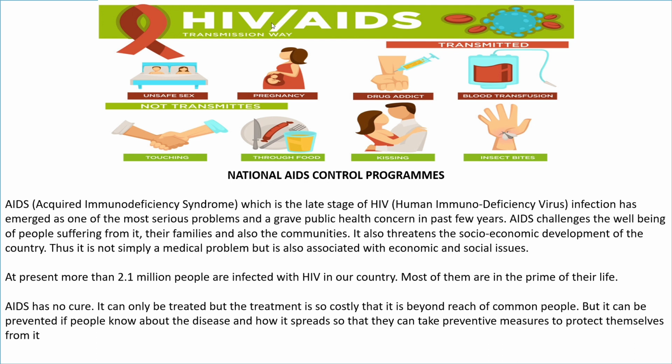Suppose there are 2 couples and they kiss one another, and the girl is suffering from HIV. It does not mean the boy will also suffer from HIV just because he kissed her. Or if the boy is suffering from HIV, it does not mean the girl will get HIV because she kissed him. Kissing does not transmit HIV. Even an insect bite will not transfer the HIV virus.